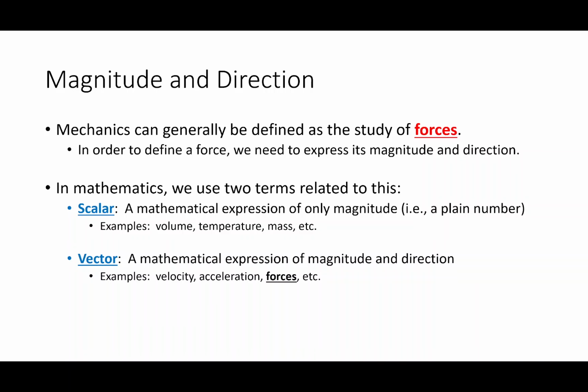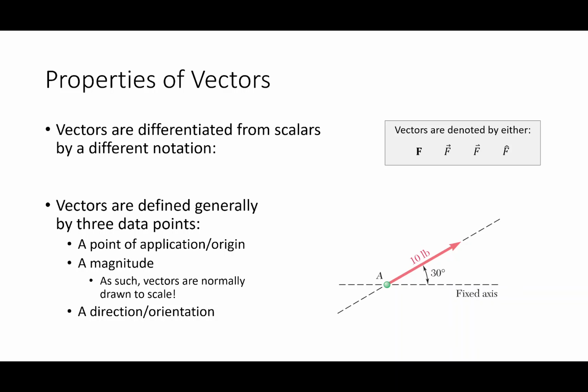We use vectors to represent things like velocity, acceleration, and forces. At least at the very beginning, forces are what we're very interested in describing. Now, a couple of properties of vectors. The first thing I'll mention is notation. If you open up your textbook, you will see that vectors are represented by bold letters. For example, a force vector will be represented by a bold F.